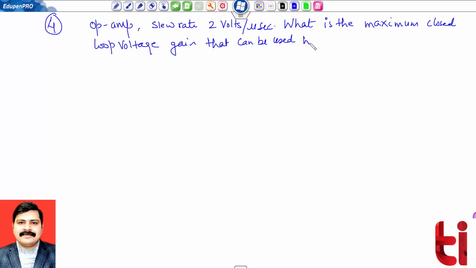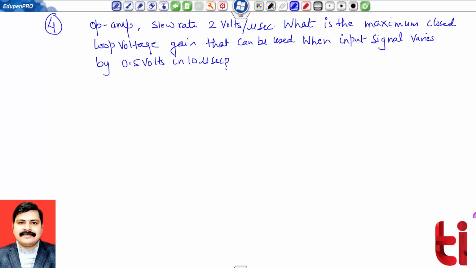when the input signal varies by 0.5 volts in 10 microseconds. So this is a very interesting numerical.